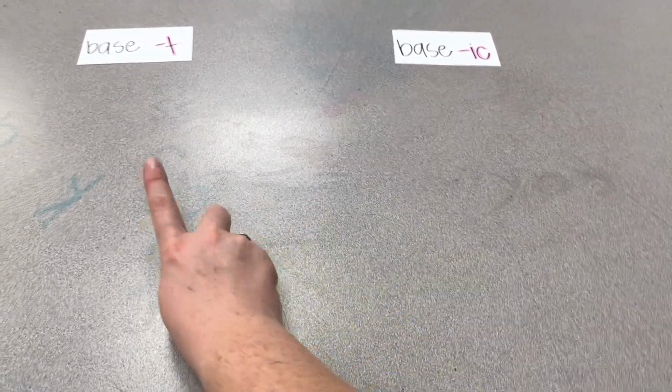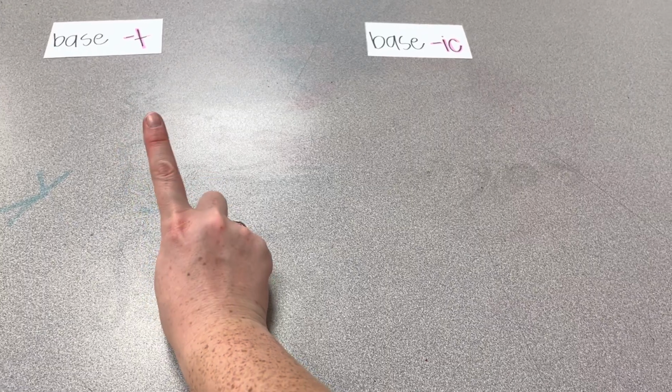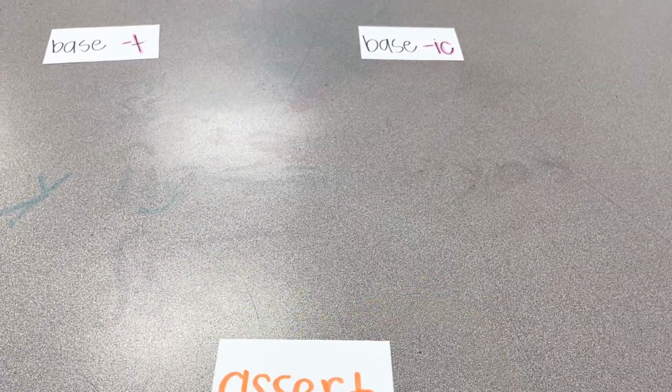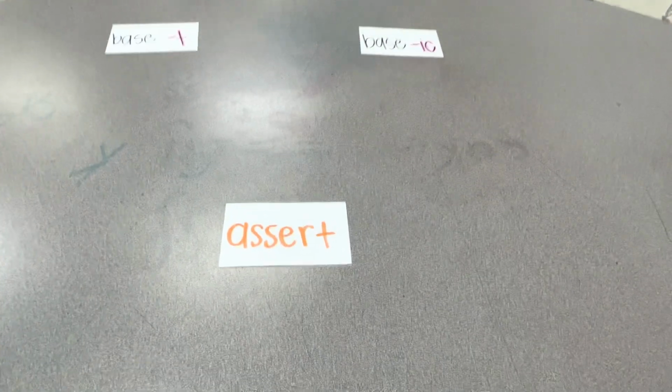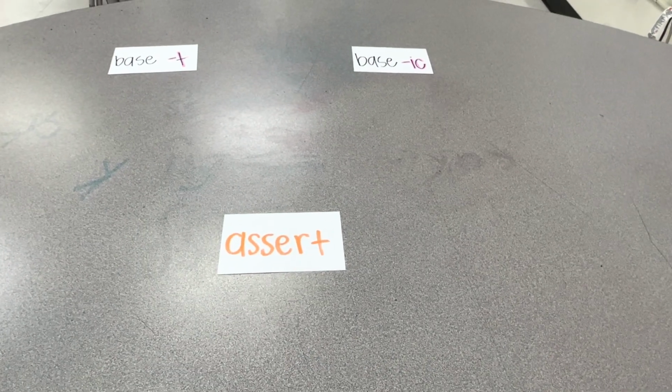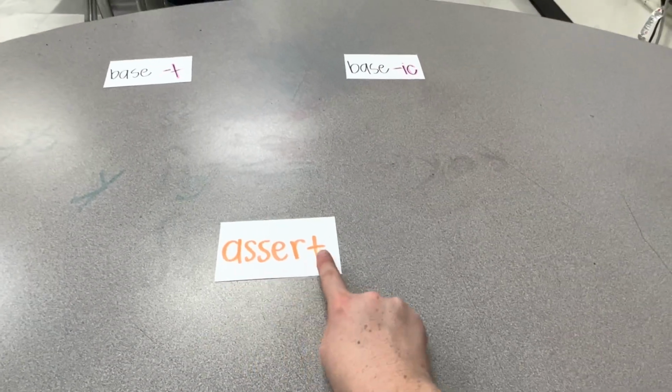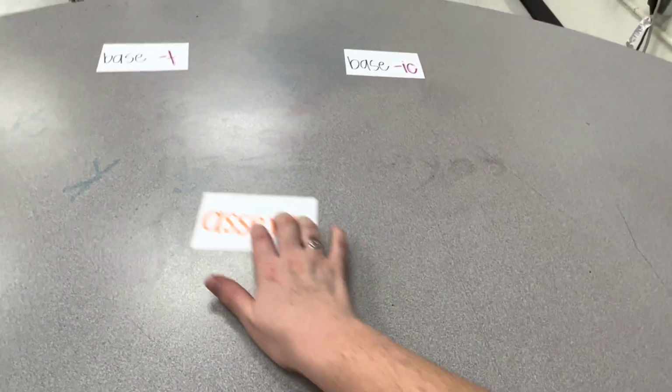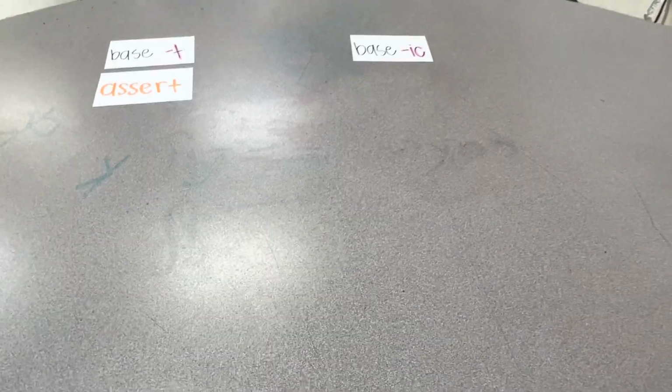So the first one I want to look at is a base word that ends in a T. For example, a base word that ends in a T is the word assert. Assert means to tell someone to do something or to make sure they do something. So my base word is assert and it ends in a T, so I would put that here under base T.